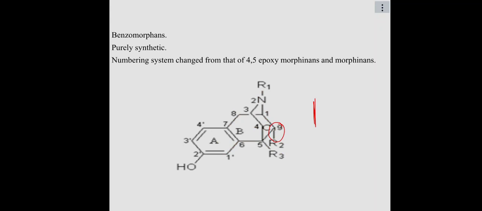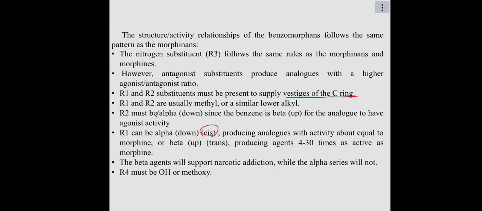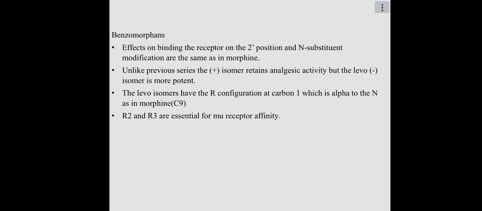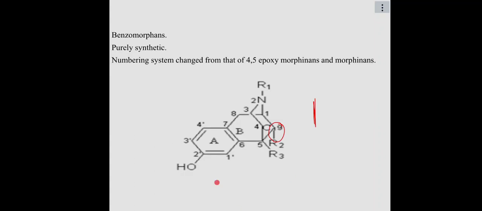Position 9, the one which is looking down. Let me just correct something. So this is the R2. According to my experience, the one I have there, this is the R2 here. That is the R2. And this is the R1. That's what I wanted us to be very sure about.